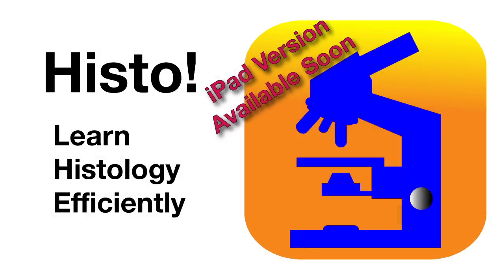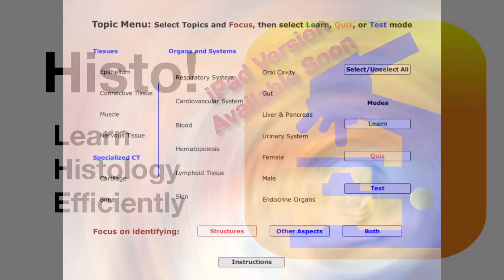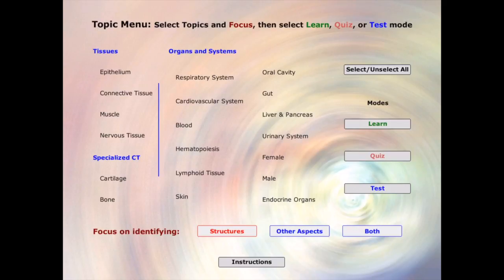The Histo application was developed to help medical and dental students at the University of Utah learn histology. The app opens at this menu, where you select the topics you want to explore. Tissues are on the left, with organs and organ systems to the right.